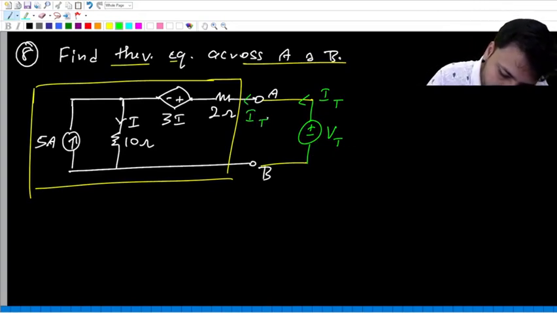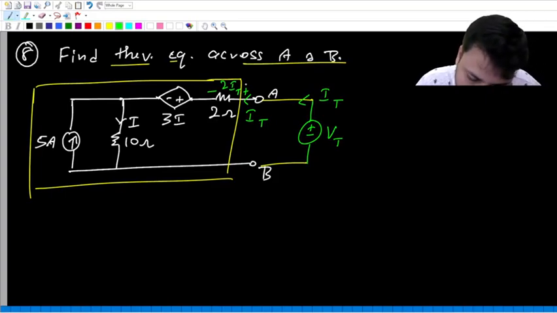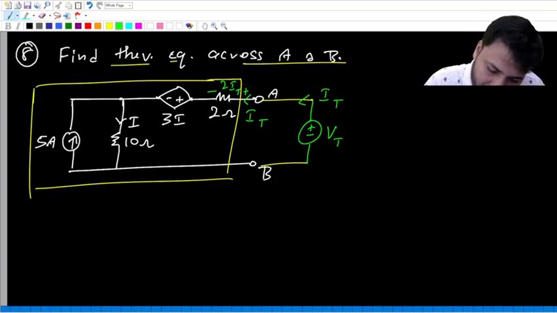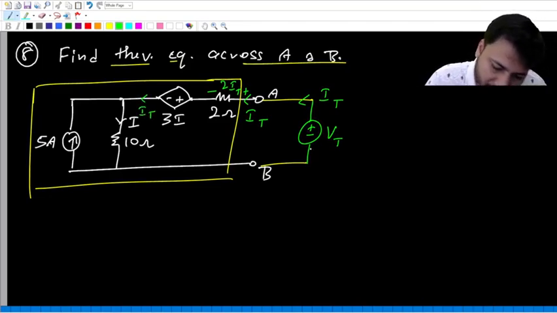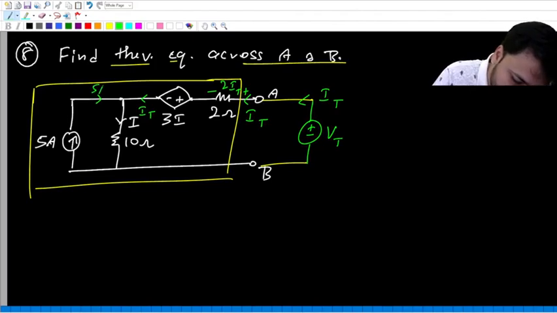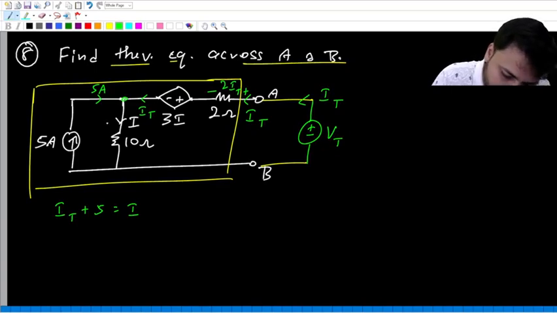So what is this current? It is IT. So what is this drop? It is 2 IT. And then what is this current? It is IT. What is this current? It is 5 amps. Now we can write KCL at this point. IT plus 5 equal to I. That is the KCL here.